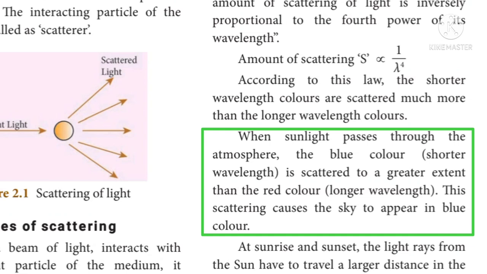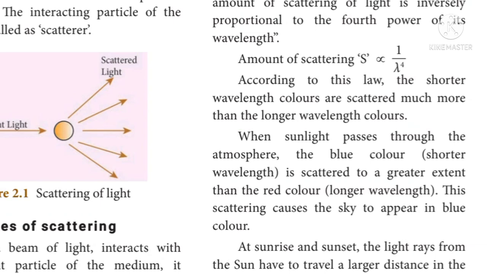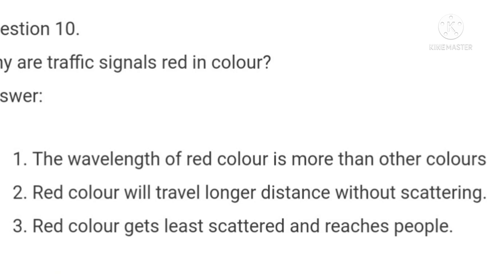Tenth question, why are traffic signals red in color? Red color is more than other colors. Red color will travel a longer distance without scattering. Red color gets least scattered and reaches people.